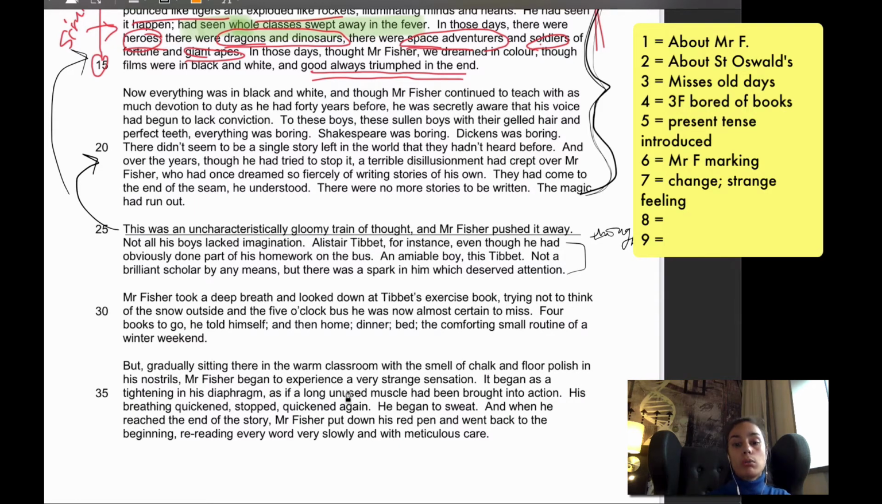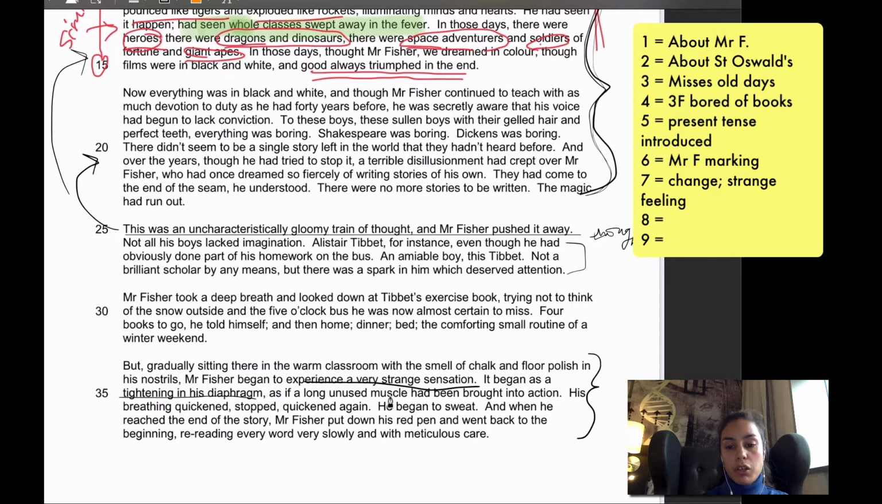He wants to go home because we've seen the phrase, the comforting small routine of a winter weekend. He's comfortable. He can go home. He can have his dinner. He can go to sleep in his, what I assume is a comfortable bed. But while he's marking this work, as we find out in this last paragraph, there is a change. He's experiencing a very strange sensation. And here the tension starts to build, a tightening in his diaphragm. So his diaphragm is his tummy.